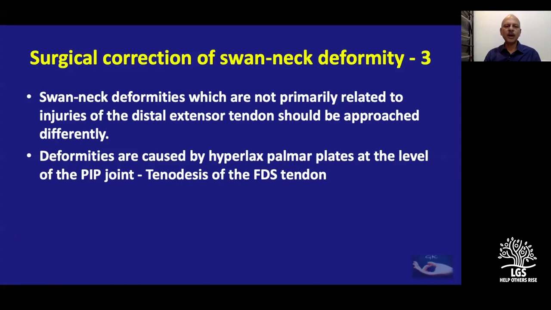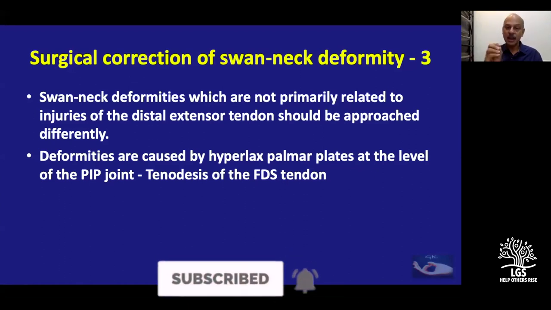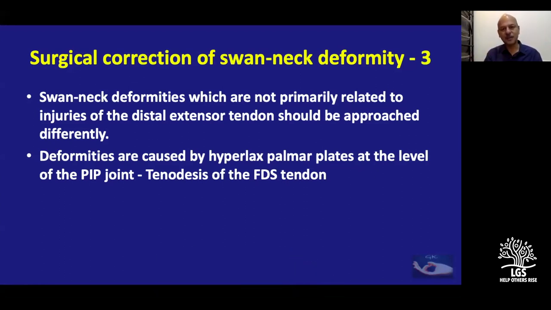So, swan neck deformity, and thirdly, we talked about the Fowler's tenotomy, we talked about the spiral oblique retinacular ligament reconstruction. The third is when it is not related to the mallet deformity. Of course, it is not in relevance to our topic today of mallet finger deformity, but we need to remember that swan neck deformity can occur due to different causes, so different surgical managements are available, two of which we have discussed, which are used when the swan neck deformity develops in a mallet injury.